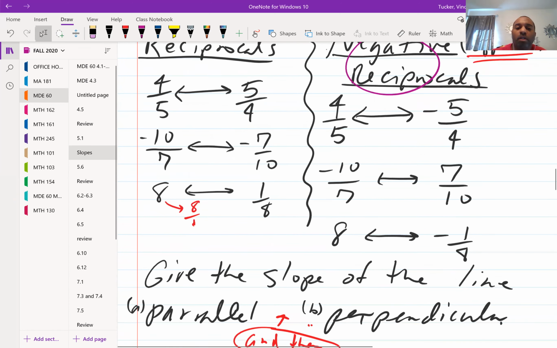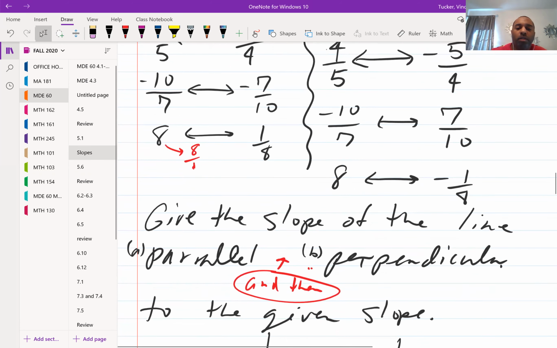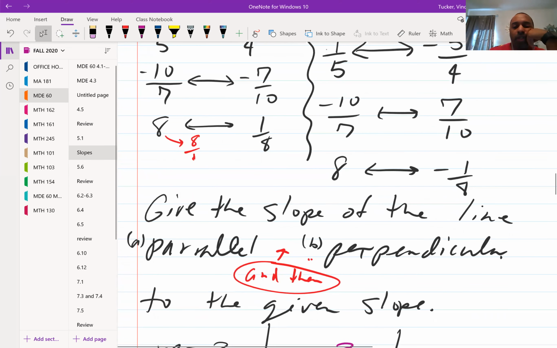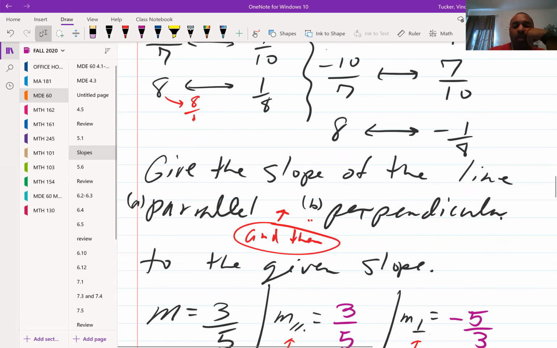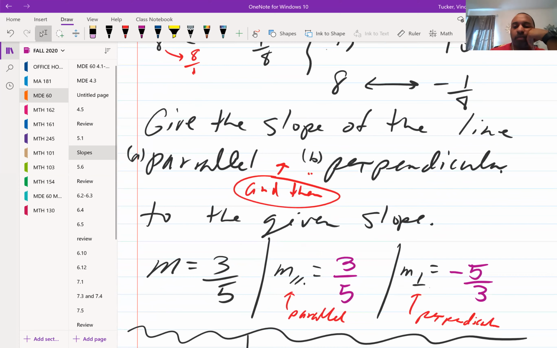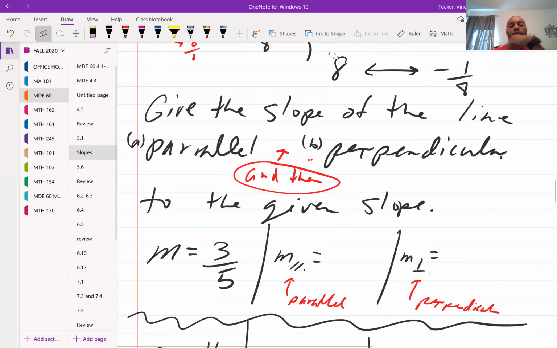Okay. All right. So the next one, we want to give the slope of the line that's parallel and the one that's perpendicular to the given slope. What I mean by that, let me erase this so we can walk through it. If they give me my slope is 3/5, what's the slope of the line that's parallel to that? And then what's the slope of the line that's perpendicular to that? And down here in the red, I was just pointing out that this symbol means parallel, and this symbol means perpendicular.